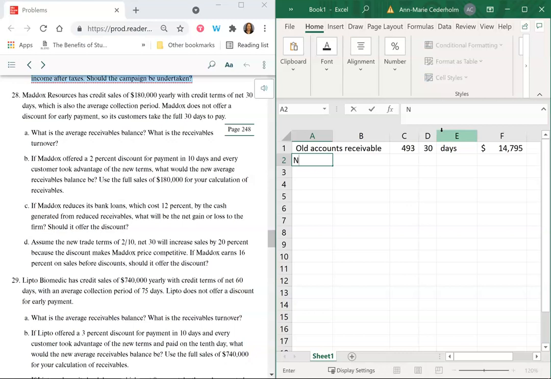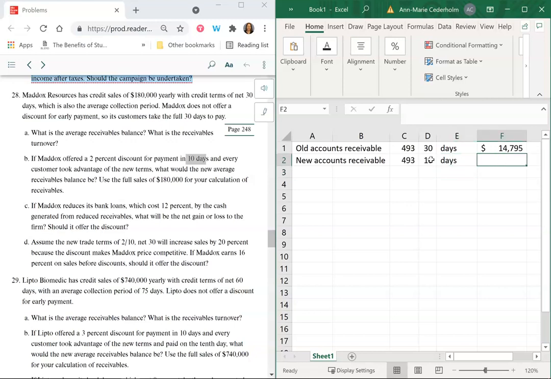Now, my new accounts receivable can be calculated like this. We already figured out that my daily sales are $493 per day. Again, the formula is 180,000 divided by 365 days, because there are 365 days in a year. So that's the 493. And to offer the discount, I'm expecting my customers to pay me in 10 days. So I'll put this down to 10.